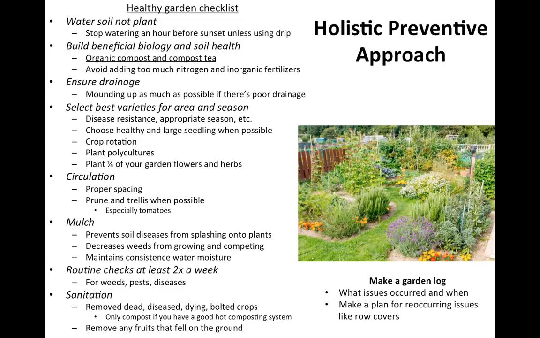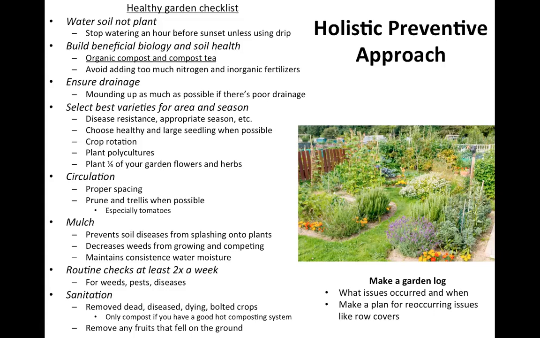Mulch helps a lot. There's a lot of diseases, especially for tomatoes, in the soil. So when it rains, it's just splashing these diseases up on your plants. That's why it's nice to have a layer of mulch. Not only that, it keeps a more consistent moisture level, so you have to water less. You're going to have a much healthier garden with mulch.